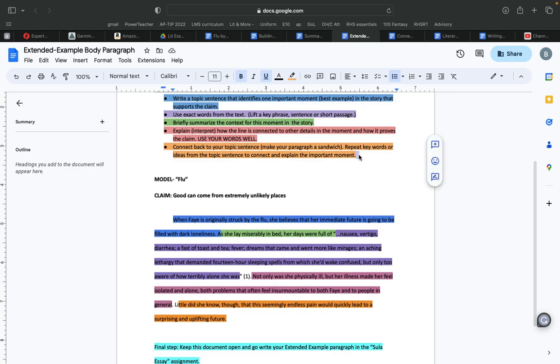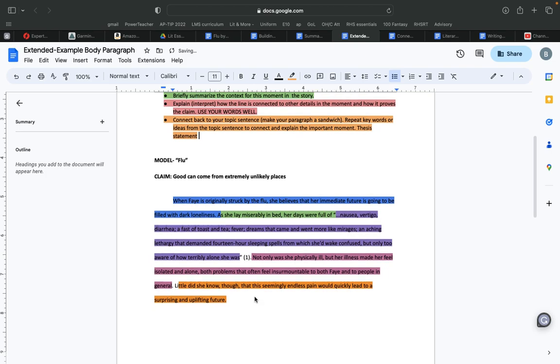I'm going to fix that writing up there. Thesis statement. So again, my overall idea, good can come from extremely unlikely places. "Little did she know, though, that this seemingly endless pain would quickly lead to a surprising and uplifting future." So it connects to what I just wrote, right? She's isolated and alone. However, my overall point is that even though she felt isolated and alone, it's not going to last forever. It's going to get better. And that ties exactly back to my main idea.